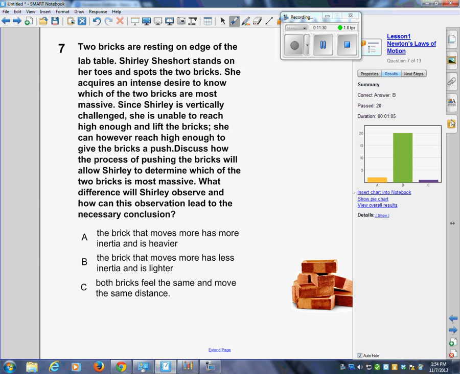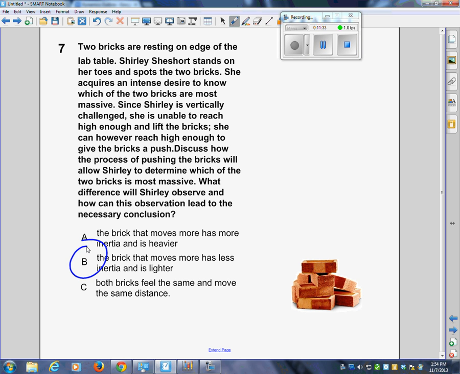Correct answer? B. If you give two bricks a push and one moves more, then that means it has less inertia and is lighter, because the same force causes a greater acceleration. Do you remember this one here? Acceleration is proportional to one over the mass. So if the mass is bigger, then the acceleration is less. So if you get more acceleration, then that must mean less mass. Good?